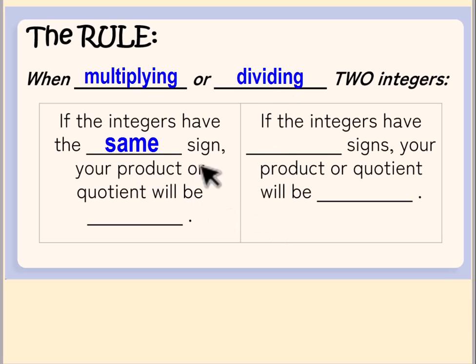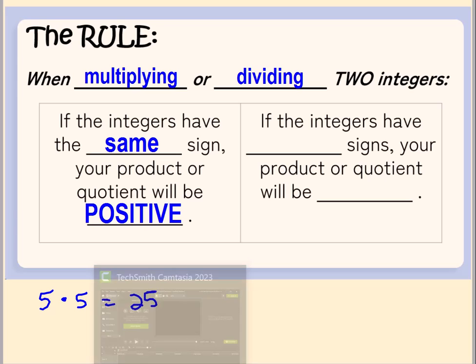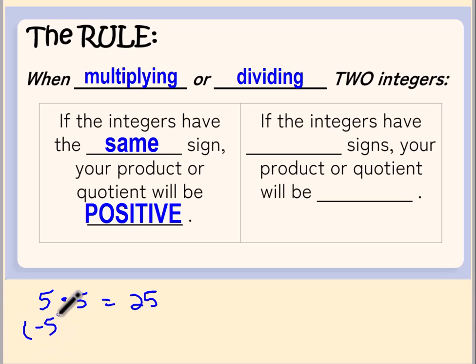If the integers have the same sign, your product or quotient will be positive. So what this means is that if you are multiplying 5 times a positive 5, your answer is going to be positive 25. But if you're multiplying a negative 5 times a negative 5, multiplying two negatives together, then your answer will also be positive. So if the signs are the same and you're multiplying or dividing, it works for division as well, your answer is going to be positive.